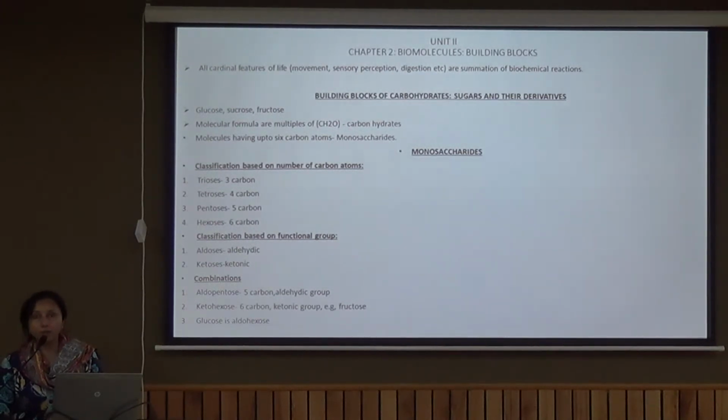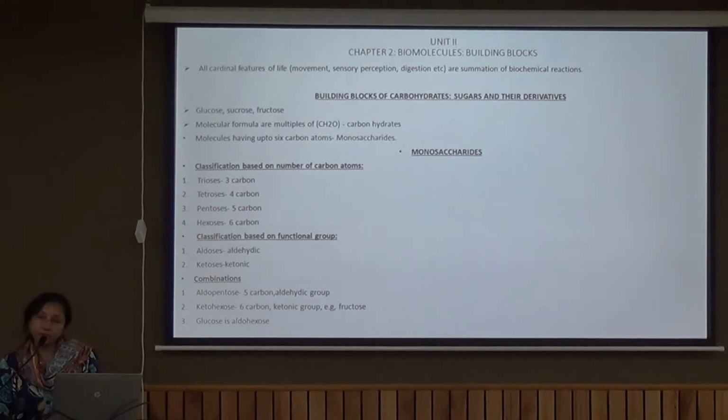Now, building blocks of carbohydrates. The first biomolecule that we pick up is carbohydrate. Sugars and their derivatives. Glucose, sucrose, fructose that we use daily, that we intake daily, that are essential for our existence. The molecular formula are the multiples of CH2O, that is hydrates of carbon. Carbohydrates, molecules having up to 6 carbon atoms, are known as monosaccharides.